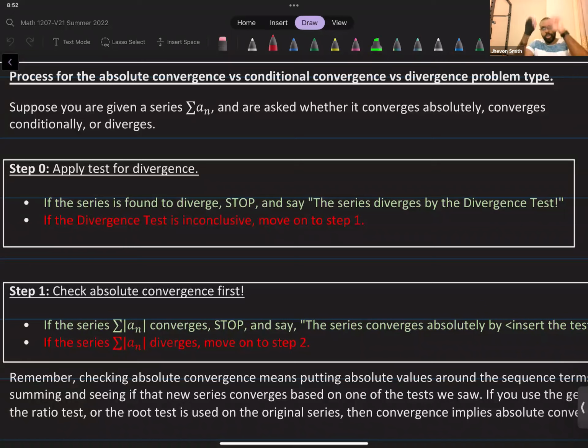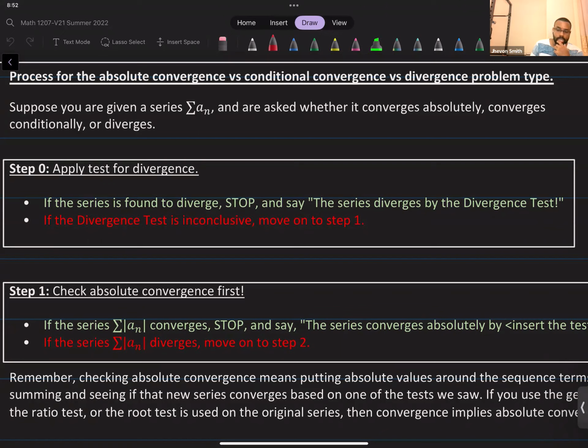And this is actually not bad. All you do is put absolute values around everything. So if something is alternating, just ignore the -1 to the n part. Just ignore the alternating, and then check if that series converges through one of the tests. And then that would give you absolute convergence. So you just go through and you put absolute values on everything and see if the thing converges.